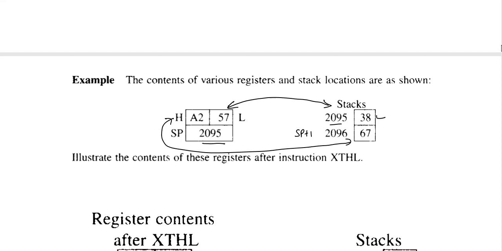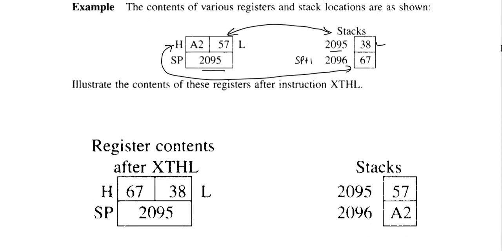Okay, so after execution of this instruction, what will happen? Now this 38 will move to the L register, and this 57 will move to this stack location. In the same manner, in the next memory location, the content 67 will move to the H register, and the content A2 will move to the next memory location. So we are exchanging the data from the stack with the HL register pair. Now the question is how many machine cycles it has.